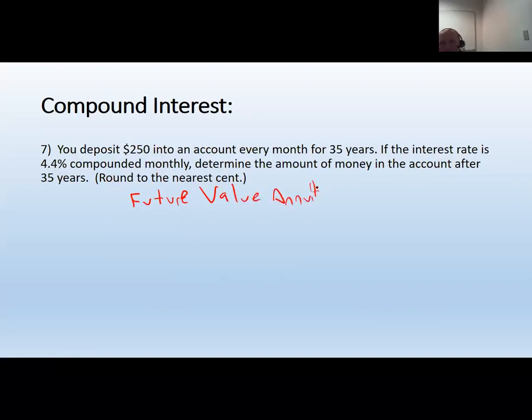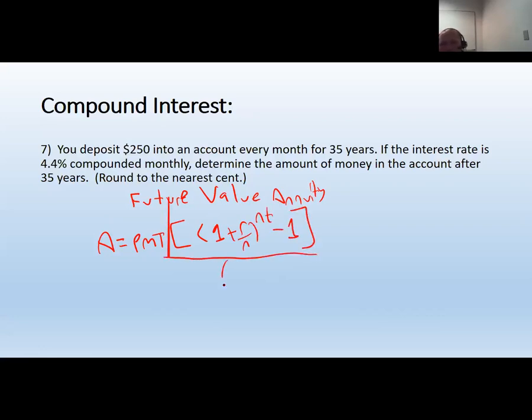And just as a reminder, the formula is A equals PMT, bracket 1 plus R over N to the NT power minus 1, bracket, all over R over N in parentheses in the denominator. So if you could go ahead and set this up and try to calculate it, I'll give you about 2 minutes and then we'll go over it.